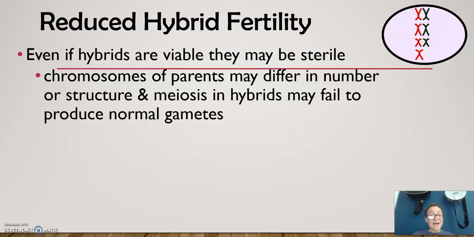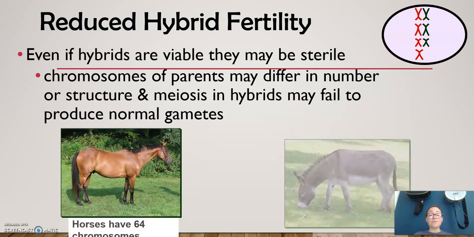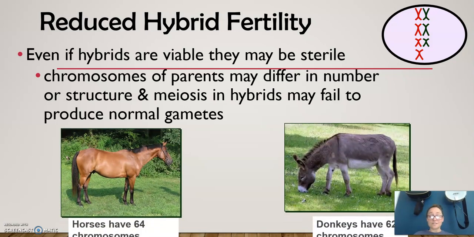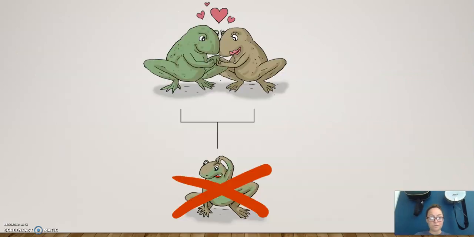Now, reduced hybrid fertility. In this one, the hybrids may be viable, but they're sterile. A perfect example is a horse and a donkey, where horses have 64 chromosomes, but a donkey has 62. Their offspring, a mule, is strong and a good work animal, but it's sterile. So you'll never have horses and donkeys blending to all become mules.